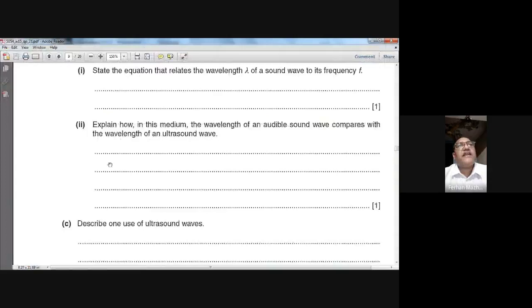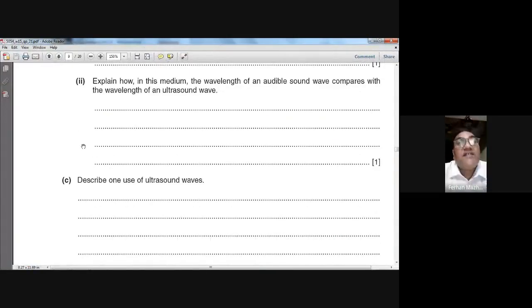Okay, next question is explain how in this medium the wavelength of an audible sound wave compares with the wavelength of an ultrasound wave. He has given us already two conditions. One condition is that both the ultrasound and a normal audible sound are in the same medium. Plus, they both have the same speed in that medium. Now, when they have the same speed, the velocity of both the sound waves is the same.